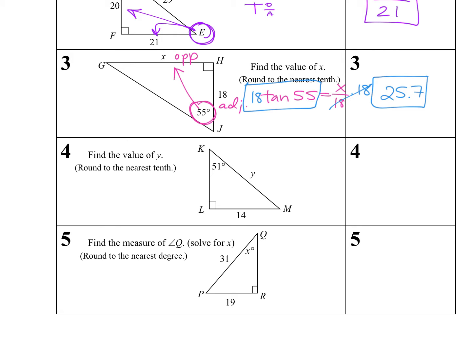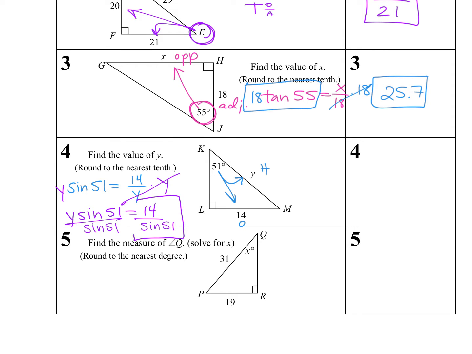Okay, number 4, what trig function did you use? Sine, opposite and hypotenuse, right? So we're going to say sine 51 equals 14 over y. Now this one's different because your variable's in the denominator. What's the process? Multiply by y. So this is gone. Now you have y sine 51 equals 14. And then what? Divide by sine 51.